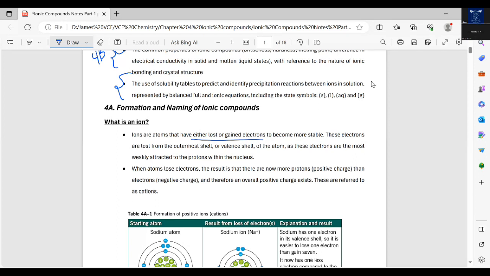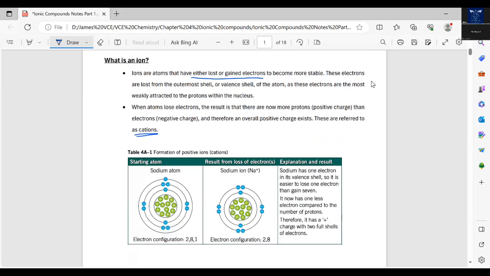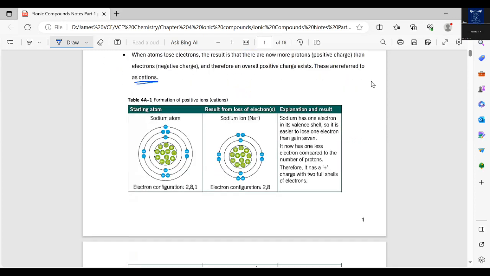When atoms lose electrons, the result is now more protons, so it will have a positive charge, so they are called cations. The general structure of a cation, like sodium, is given here when you lose these electrons. Once you lose them, normally you represent this with a plus here. So you put a square bracket and put a plus there on the diagram. This is how you represent it generally.